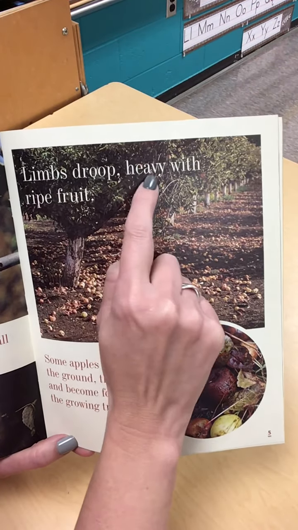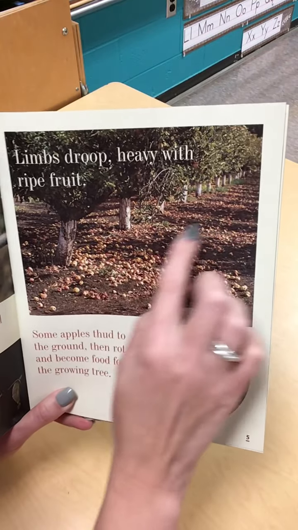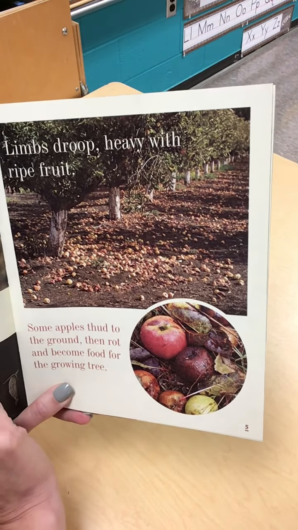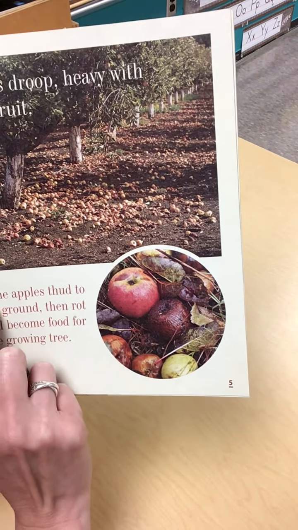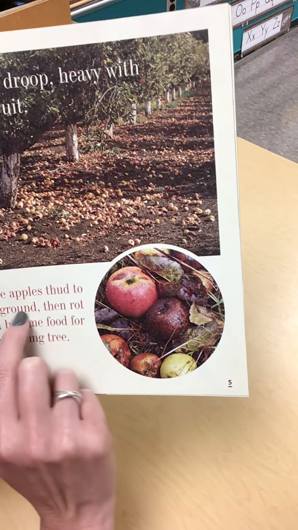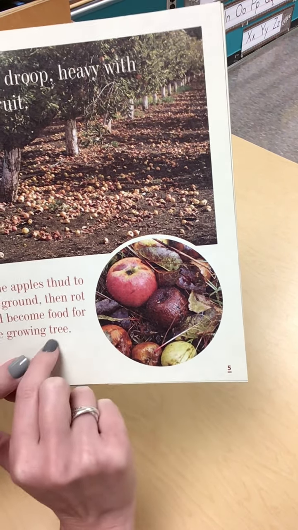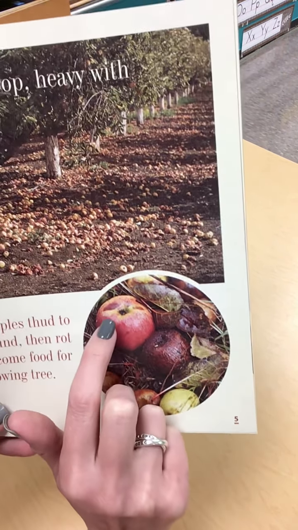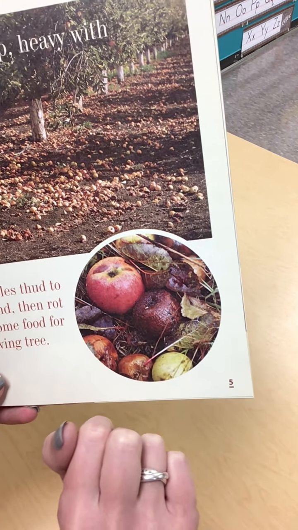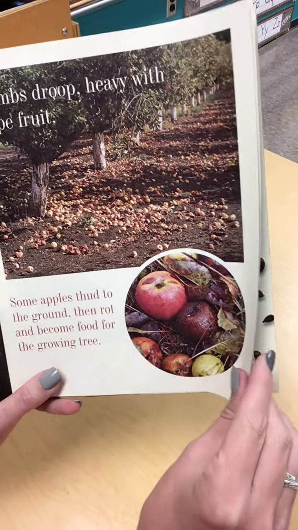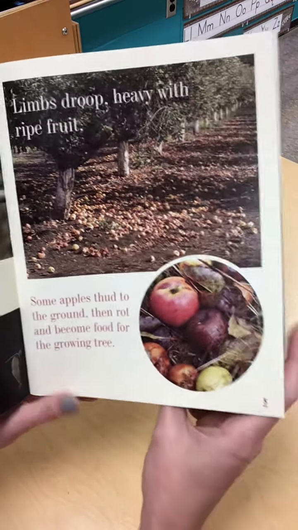Limbs droop heavy with ripe fruit. Look at all those apples that fell on the ground. I bet the deer would love to eat that. Some apples thud to the ground, then rot and become food for growing trees. So here we have some apples that are starting to rot away, and it'll rot down into the ground and become food for new apple trees, or the apple tree that it's under.